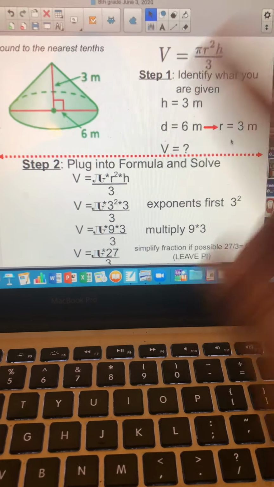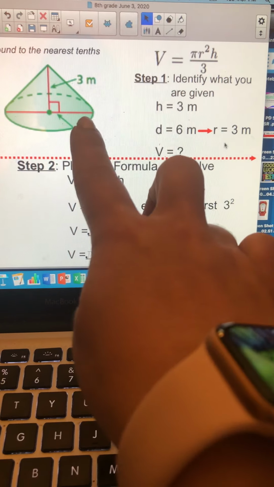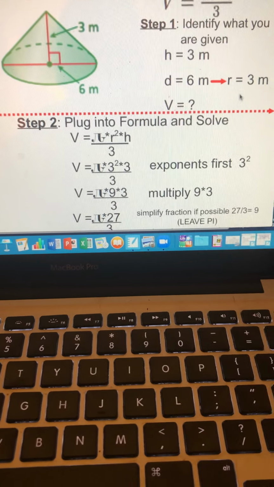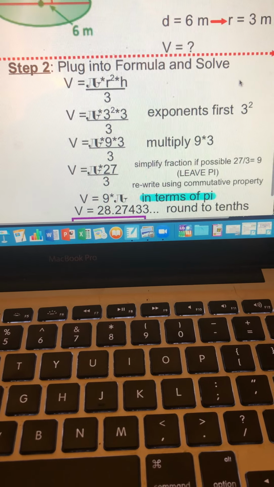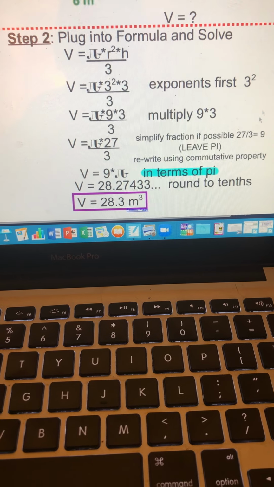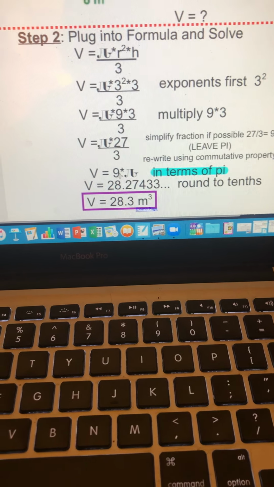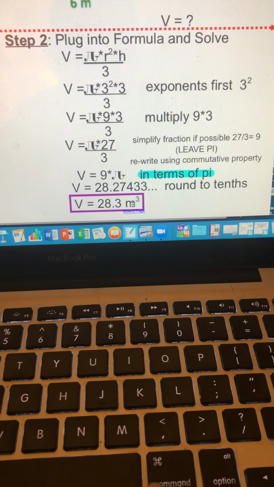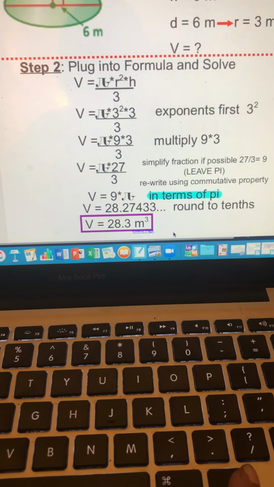For the warm-up, the diameter was given, so you needed to remember to divide that by 2. And then you plug into your formula and you solve by doing your exponents first, multiplying, simplifying the fraction if possible. There's our answer in terms of pi, 9 pi, and then we round to the place value given. So we got 28.3 meters cubed.